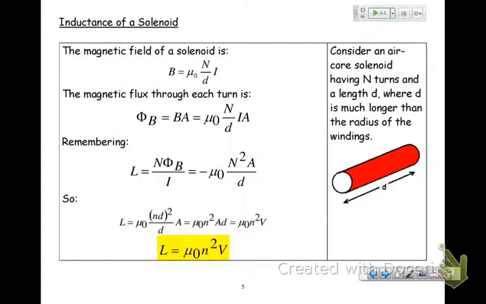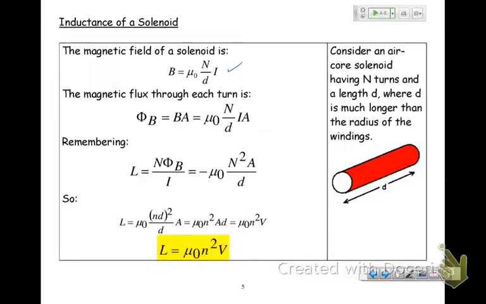So inductance in a solenoid: the magnetic field of the solenoid is given by B equals mu naught N over D, where D is the length, times I. We can't use L anymore for length because inductance is using it, so we're running out of letters again. It's just the way it goes.